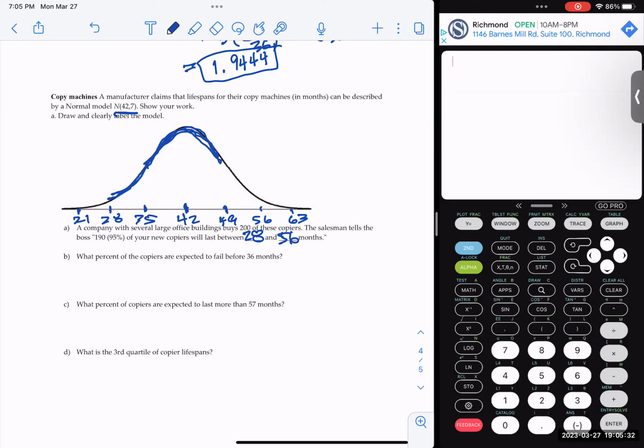So, what percent of the copiers are expected to fail before 36 months? Yeah, I'll even write them down. 68, 95, 99.7.